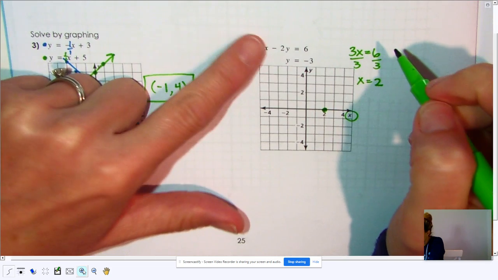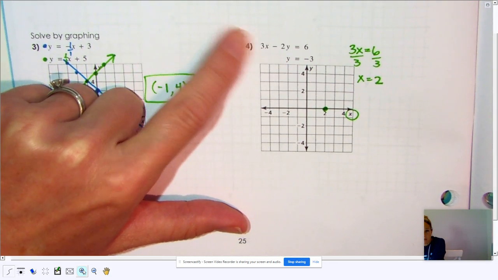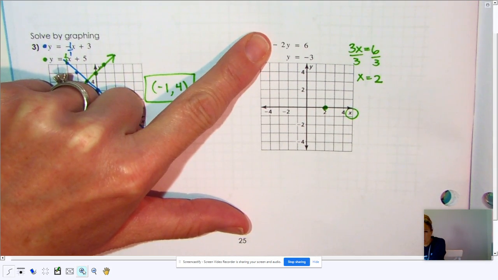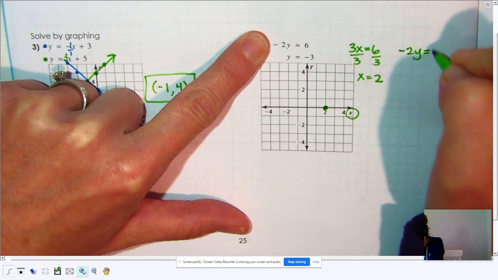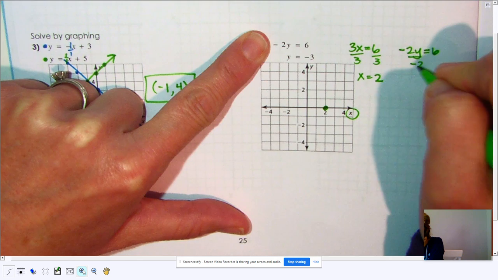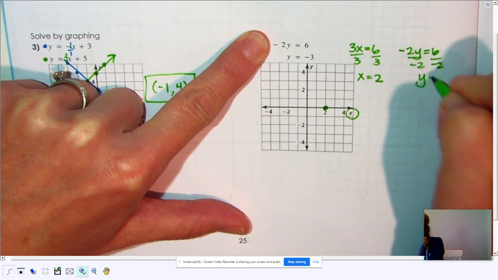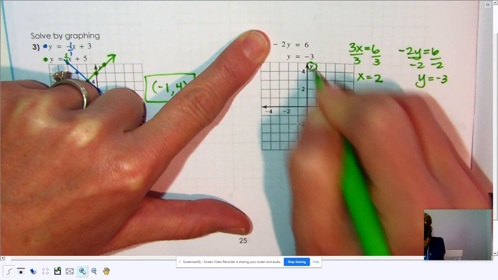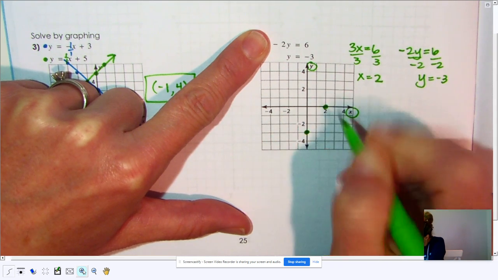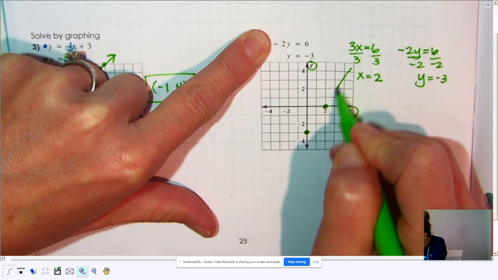And then I'm going to do the same thing for the y. So I'm going to cover up the 3x right there because I'm putting in 0. So essentially what I have left is -2y is equal to 6. I'm going to divide by -2 on both sides. So y equals -3. So I'm going to put a dot on the y-axis at -3. And I'm going to connect those 2 dots.